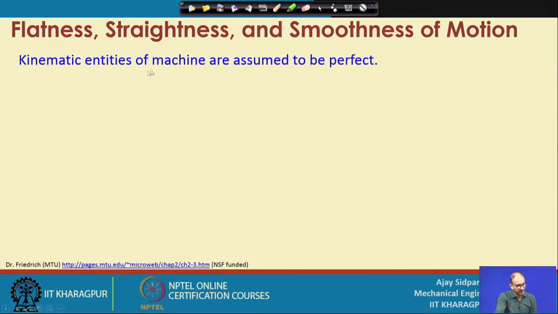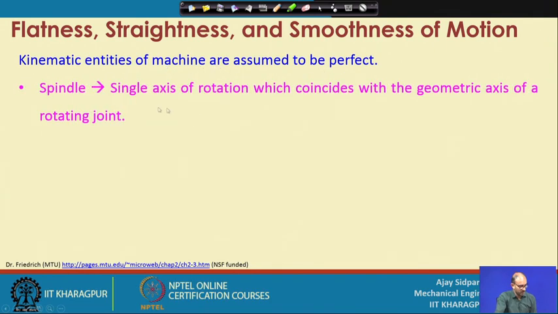So, kinematic entities of a machine are assumed to be perfect, but mostly that is not the case. If you consider the spindle, we assume a single axis of rotation, with no other deviation, which coincides with the geometric axis of the rotating joint. What does that mean? Suppose we have a spindle. The spindle has one axis, then we have a collet, and in the collet we are putting a tool, correct.